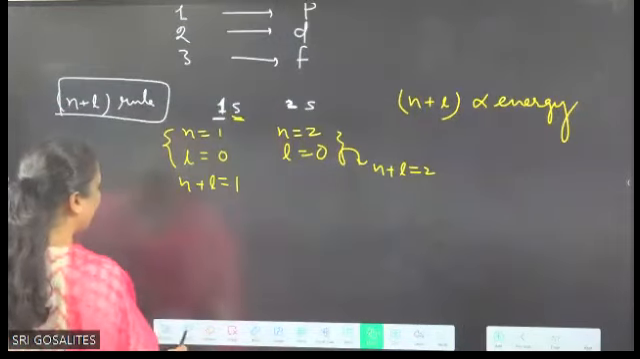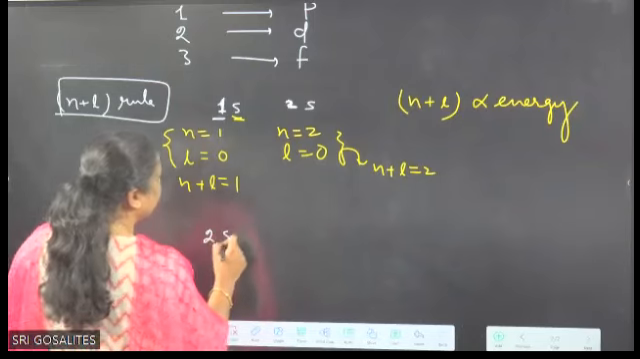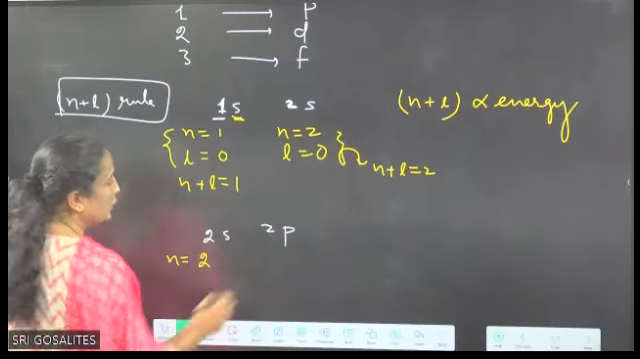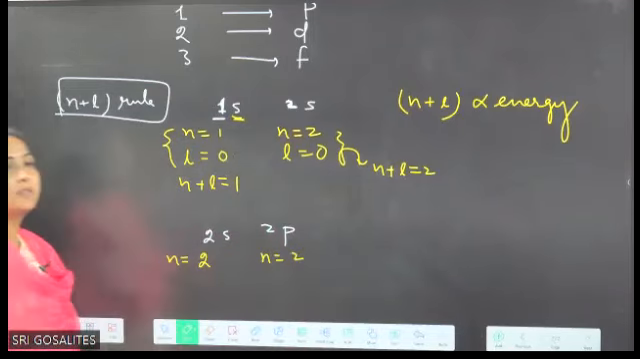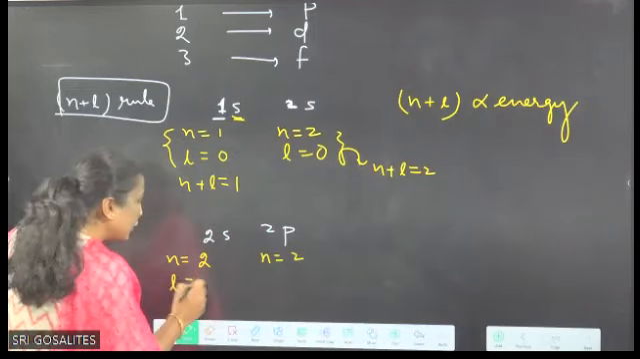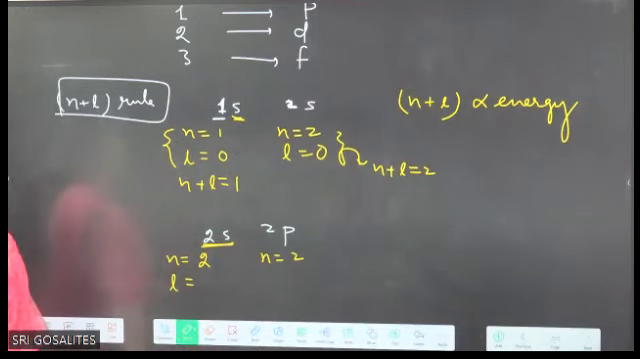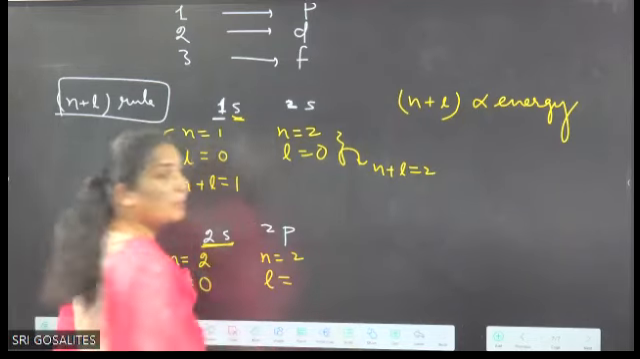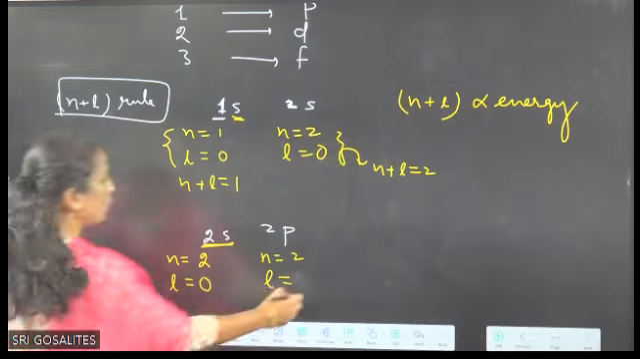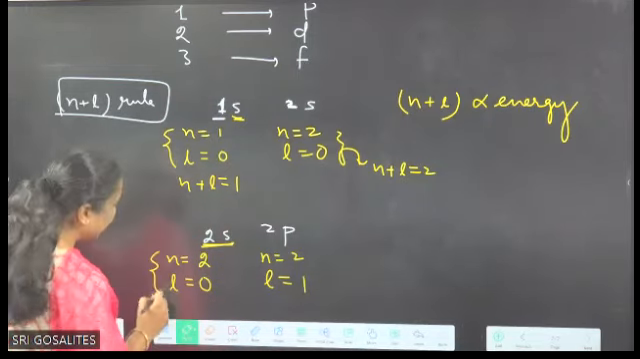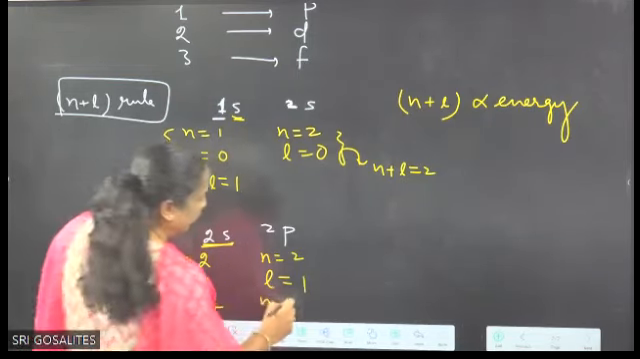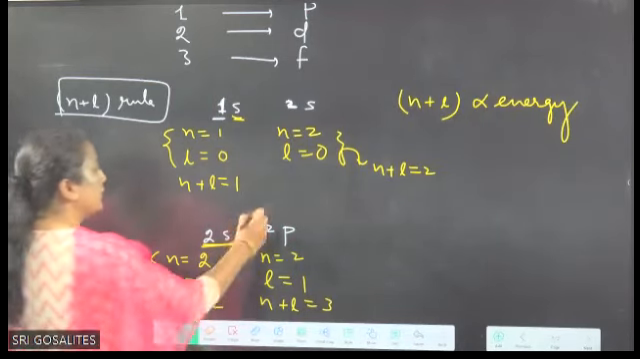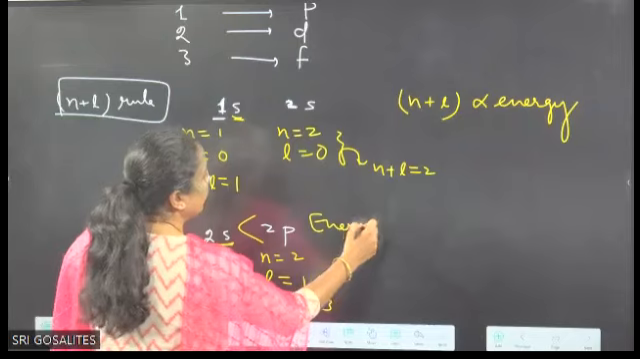Now in a similar way, you go for checking 2s and 2p. What is the N value? N value is 2. Here also N value is 2. What is the L value for 2s? Correct. Good. What about the L value for this P? It is 1, right? So what is the N plus L value here? It is 2, and the N plus L value will be 3 here. Which one will be higher in energy? Energy wise, this will be higher.